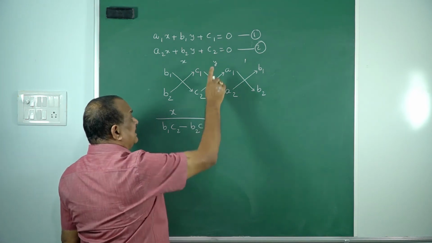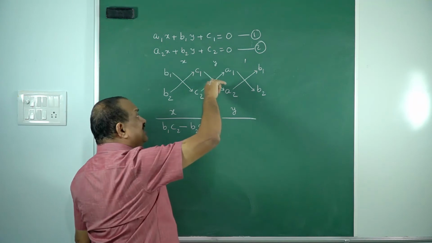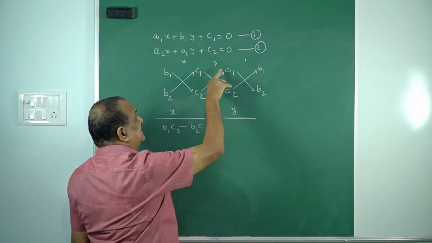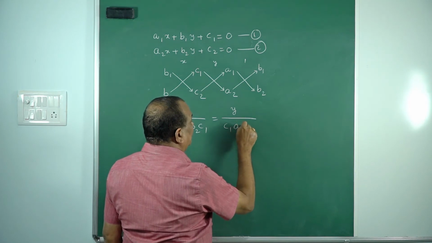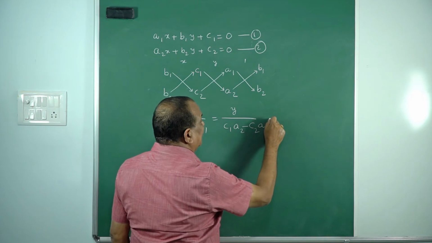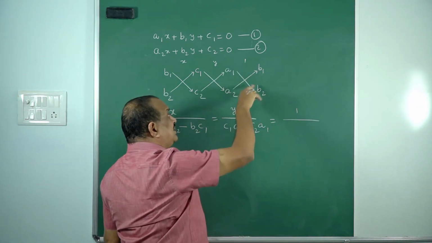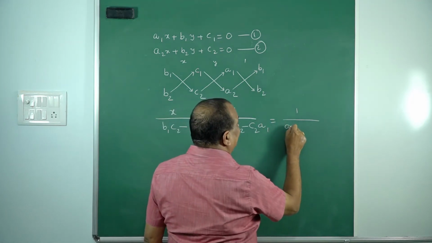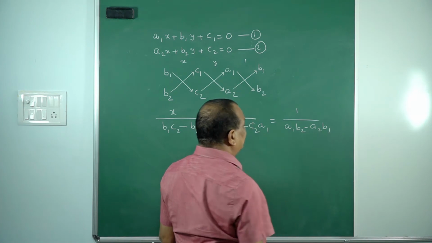Now you take y. Coming down is positive, going up is negative. So c1 a2 minus c2 a1. And the last one, it is 1 by a1 b2 minus a2 b1.